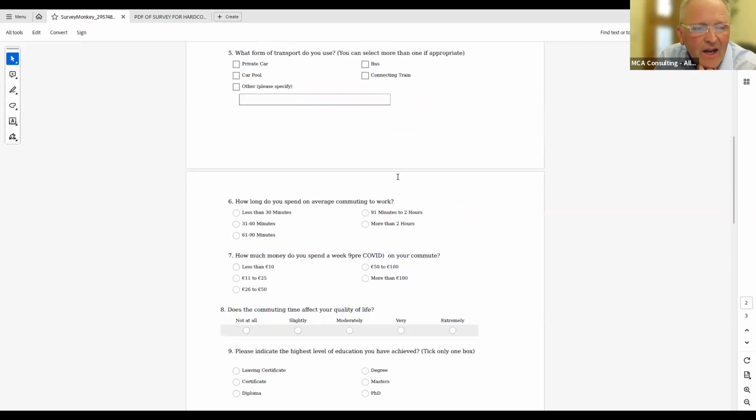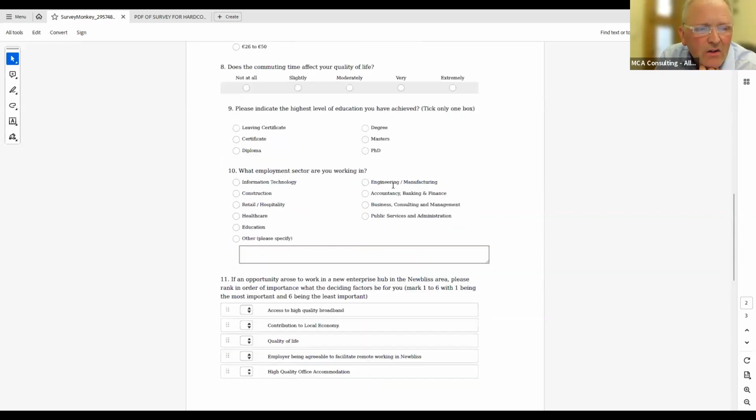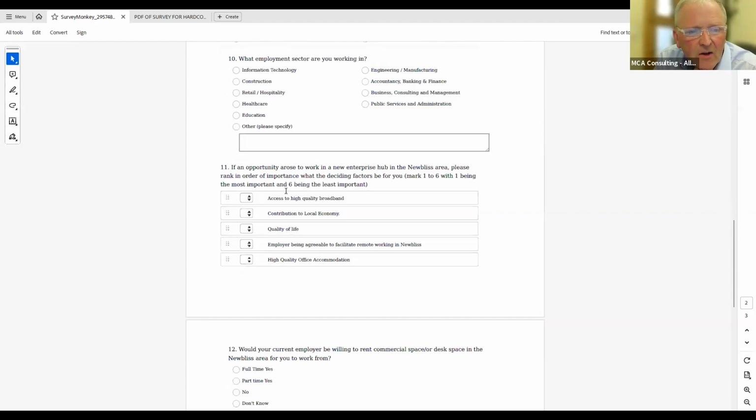Try and have tick box questions, and then here's one in terms of ranking. So this one here, question 11. This was in relation to justification for converting an old courthouse into a digital hub, and they wanted to see what were the main factors that were going to influence people to come and work there, such as access to high quality broadband, contribution to local economy, quality of life, etc.